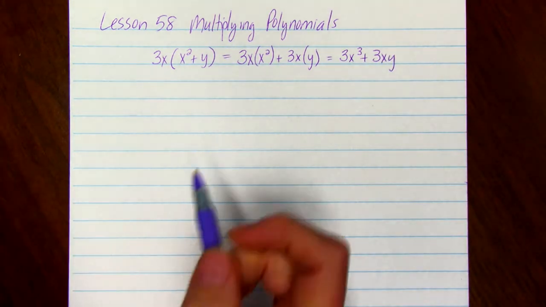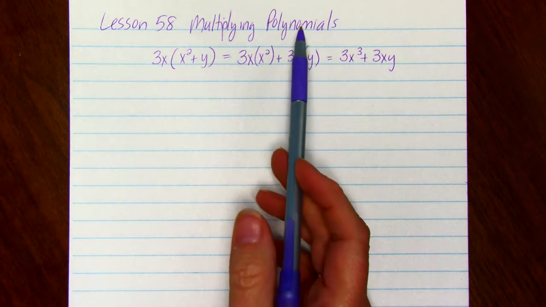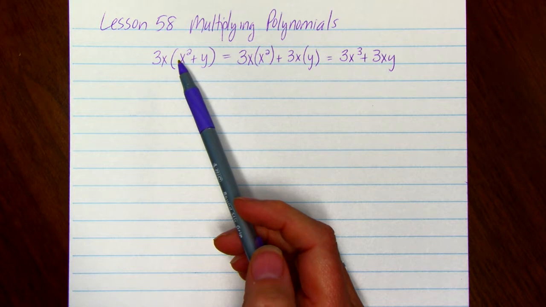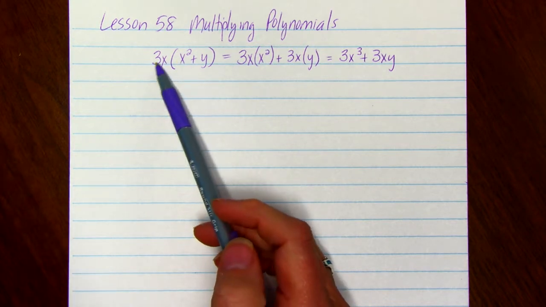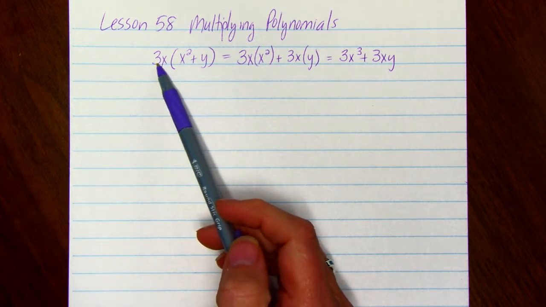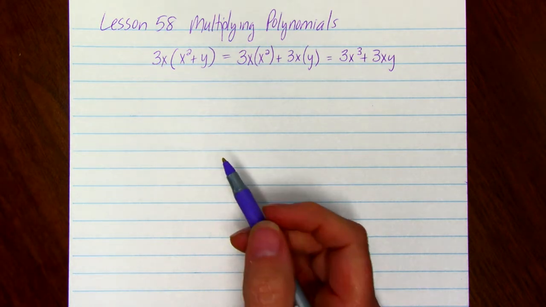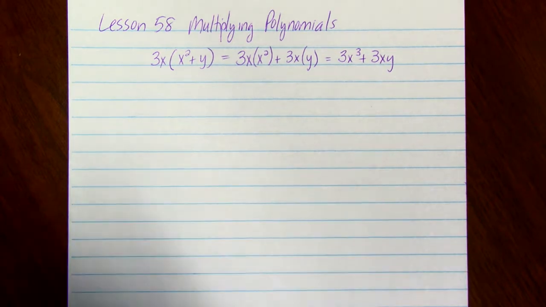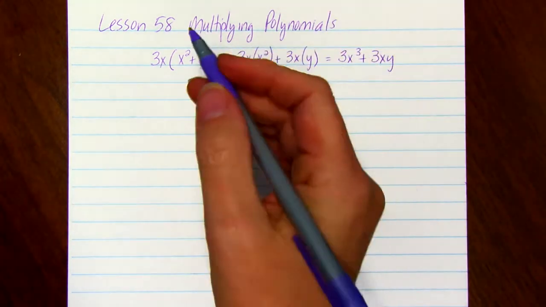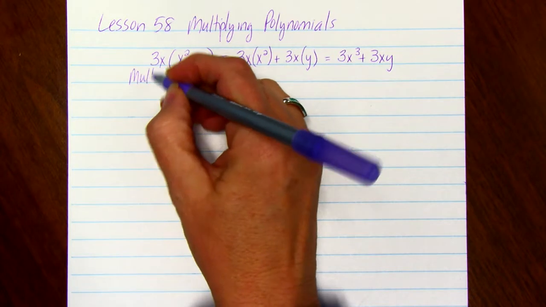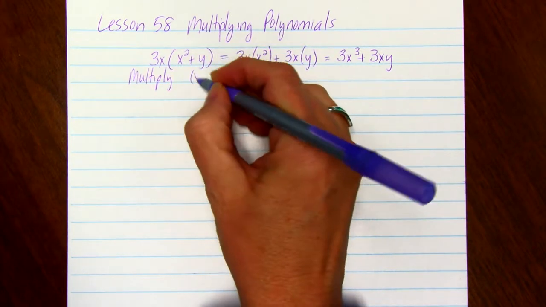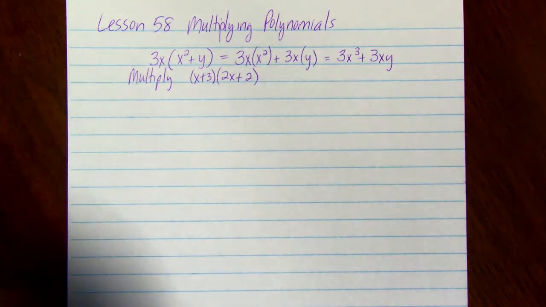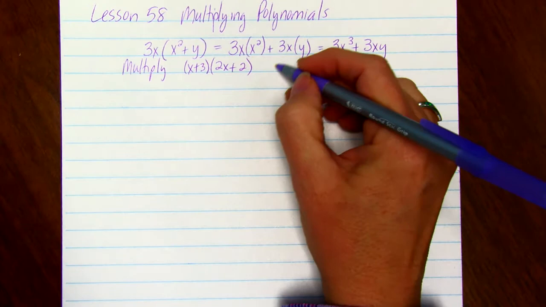Sometimes when we multiply polynomials, we have more than one term in the polynomial. So we might be multiplying two binomials, we might be multiplying a trinomial and a binomial, or anything like that. So let's say we wanted to multiply x plus 3 times 2x plus 2. There's a method that we can use called Algebra Tiles.